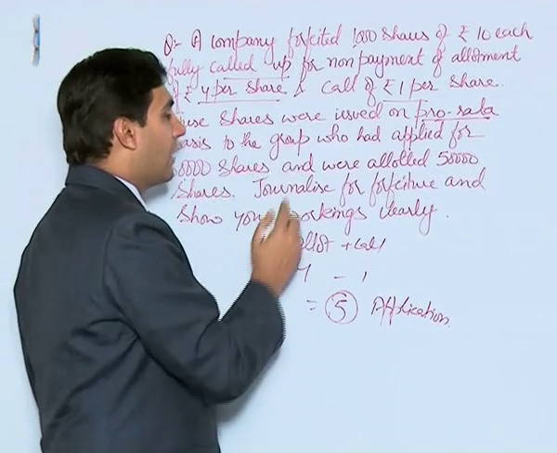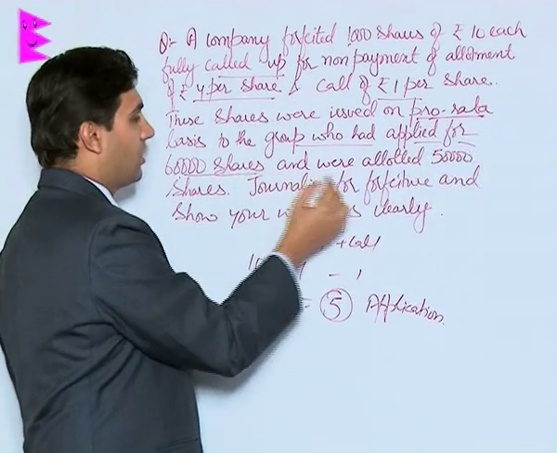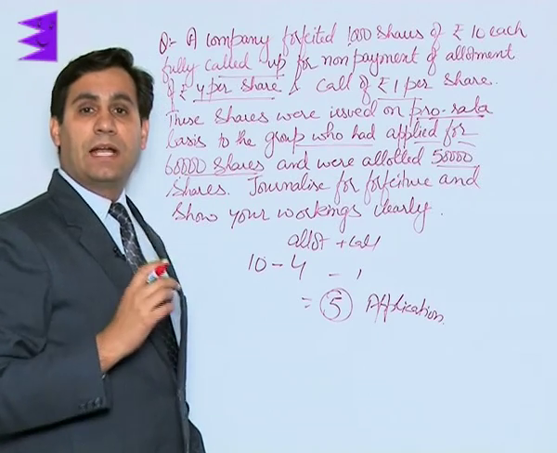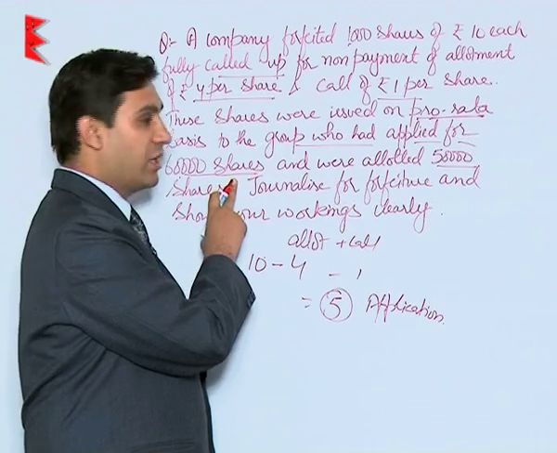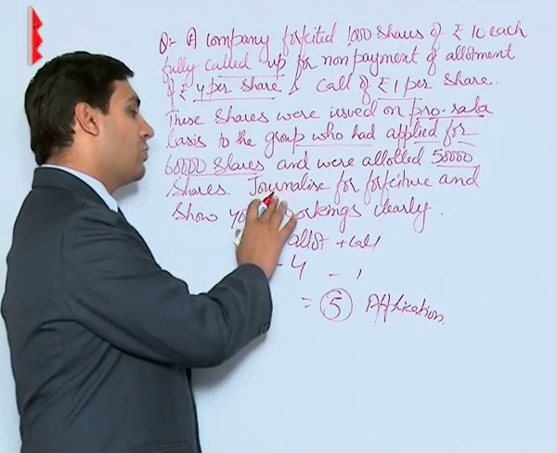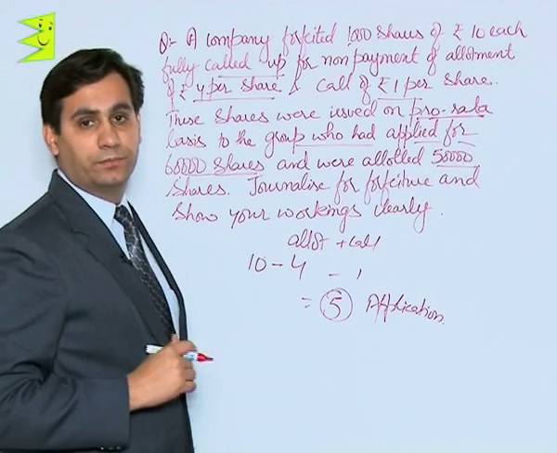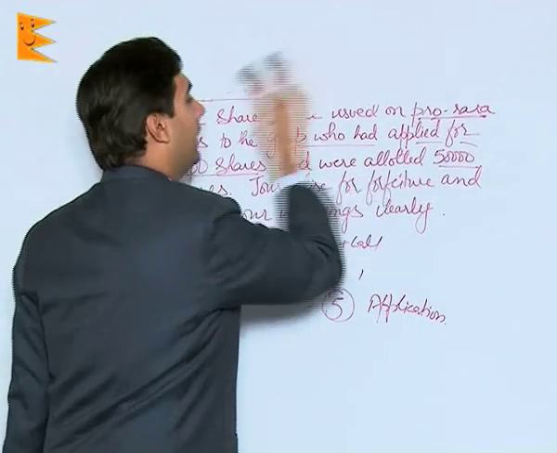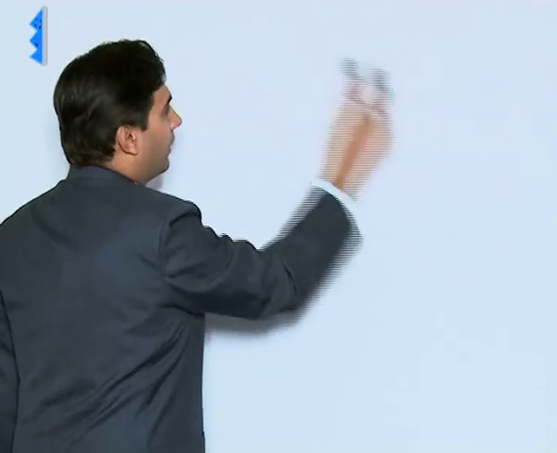Now, this pro rata was made to the group who had applied for 60,000 shares and were allotted 50,000. It is clearly mentioned that he was a member of a group who had applied for 60,000 shares but were allotted 50,000 on pro rata basis. We have to generalize for forfeiture and we have to show the workings very clearly. Now students, the first step is to calculate the number of shares that he had applied for, right?